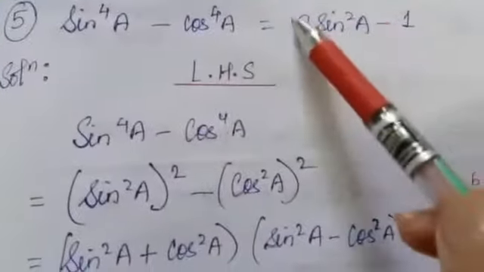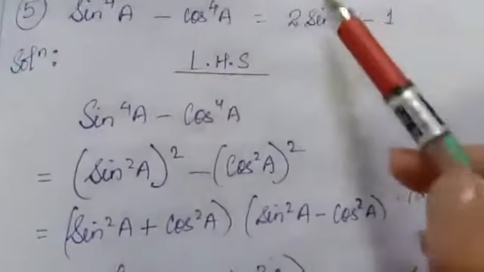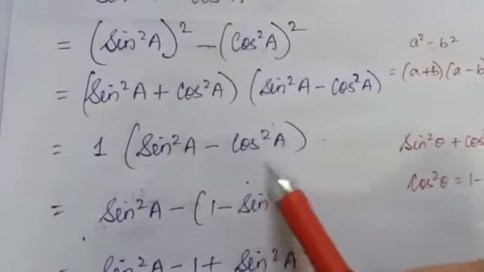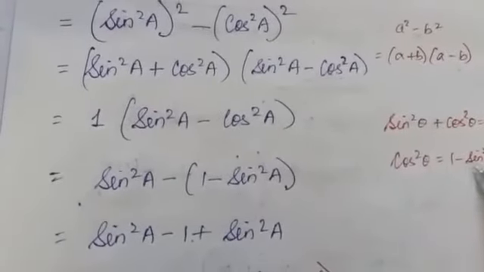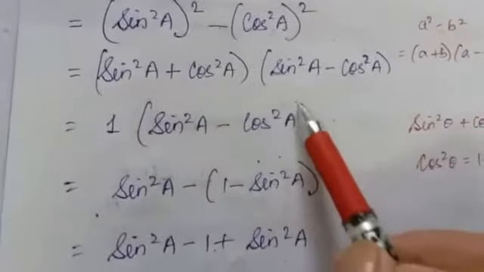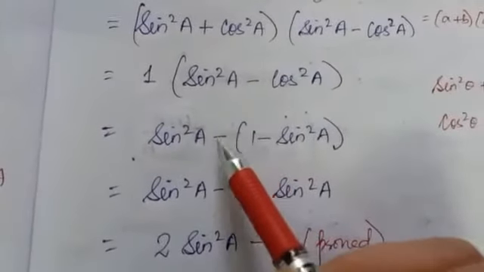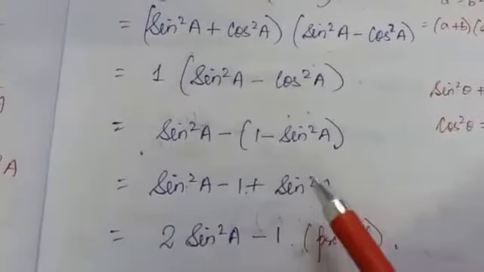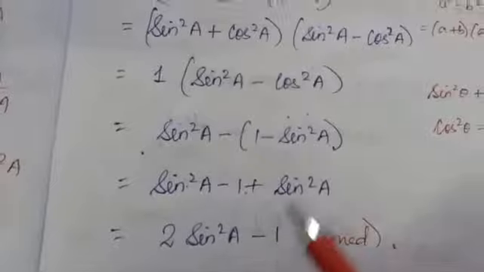Now see right hand side. On the right hand side we don't have cos. There is only sine. That means this cos you have to convert into sine. Now we know cos square theta is 1 minus sine square theta. So in place of cos square A, we will write 1 minus sine square A. Now minus 1, minus into minus plus sine square A. Sine square A plus sine square A is 2 sine square A minus 1, proved.